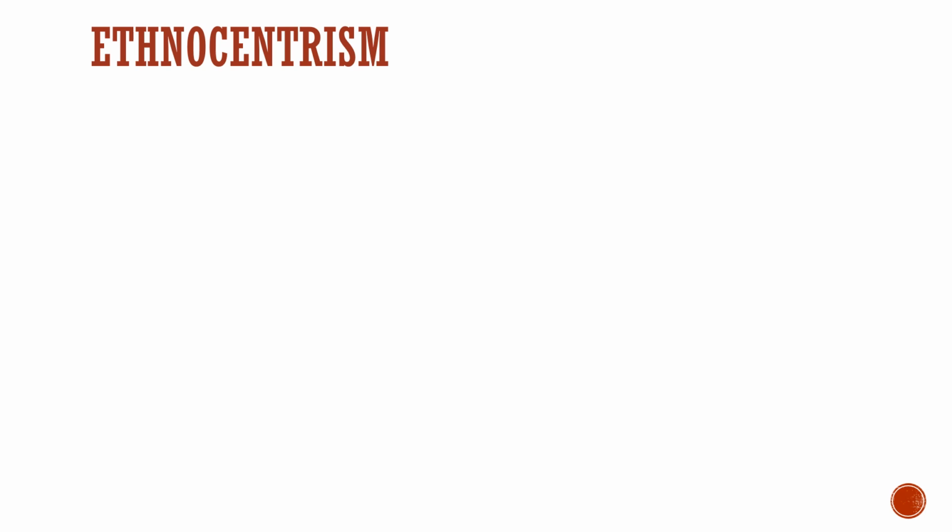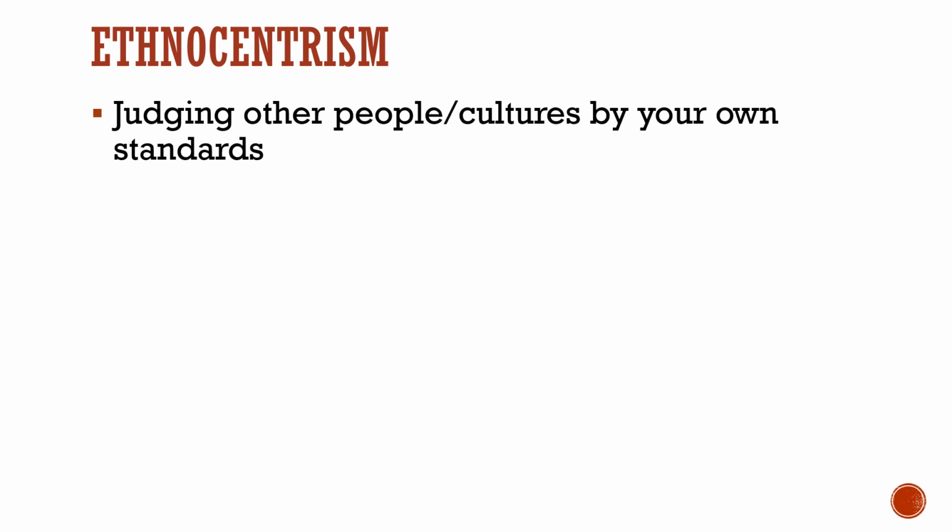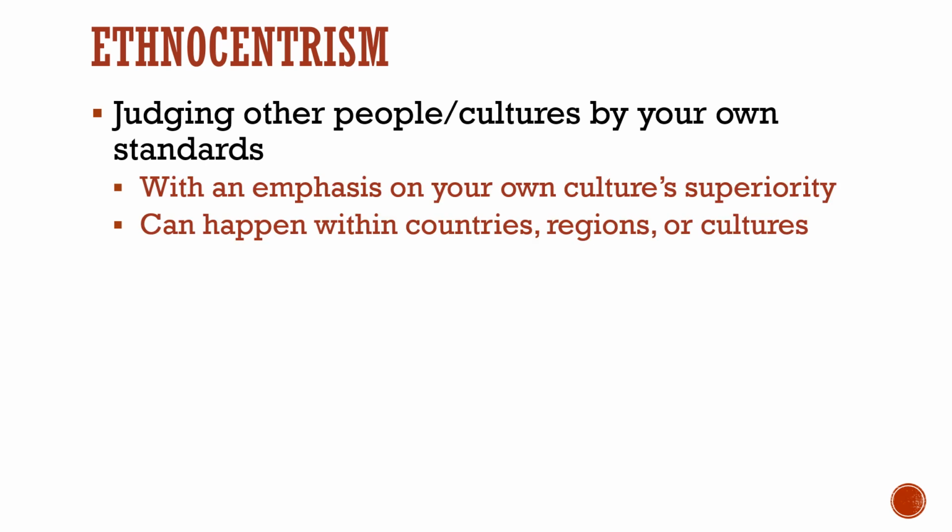All right, another one that we'll look at, and your first assignment actually focuses on this, is ethnocentrism. So this is our biases, judging other people or cultures based on our own standards, with an emphasis on our own culture's superiority. And this can happen within a country. So individuals from the US looking down on or having biases toward the Middle East or other countries. It can be by regions, so again, North and South, with different cultures.